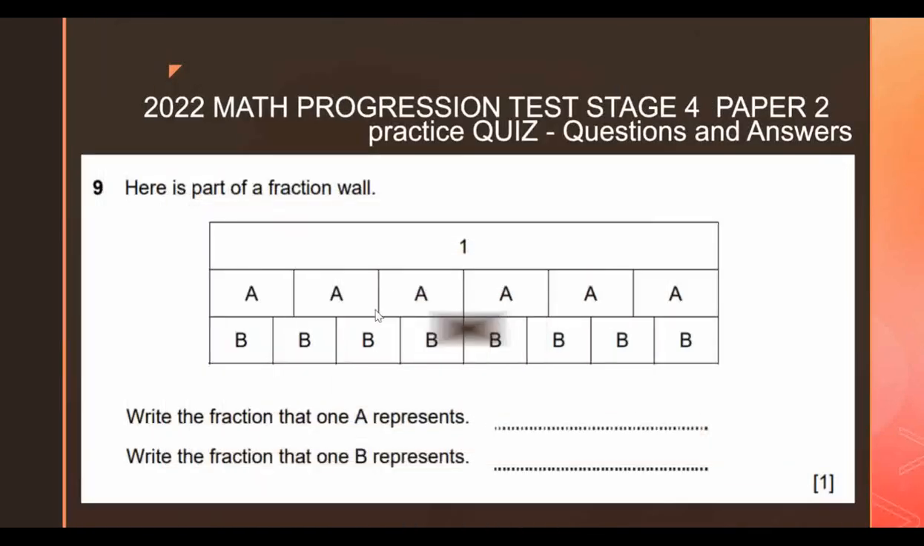Here is part of a fraction wall. 1, A, and B. Write a fraction that 1A represents and write a fraction that 1B represents.